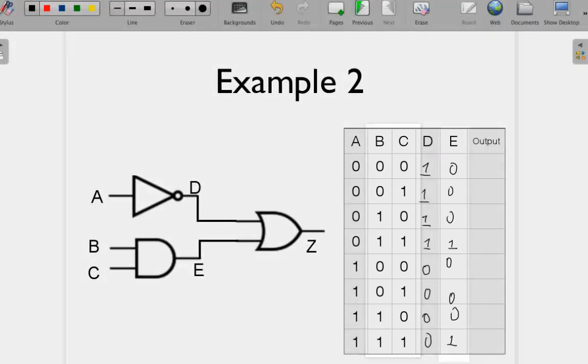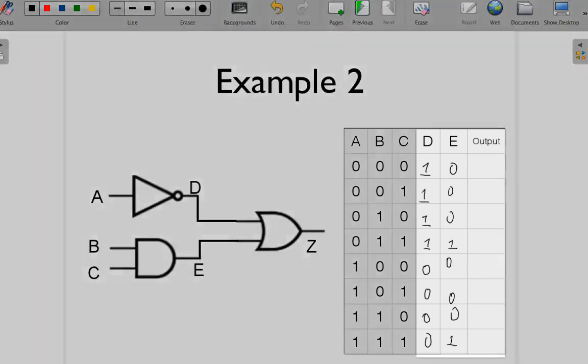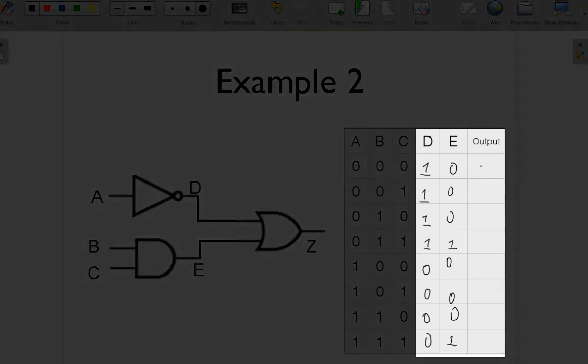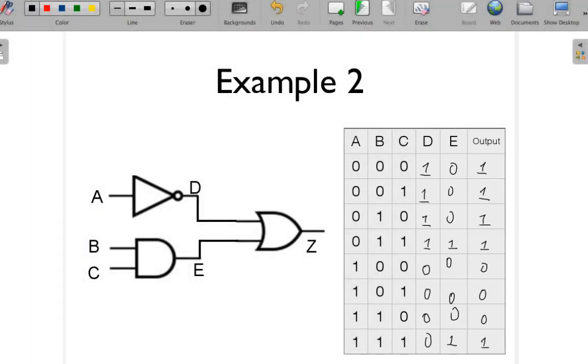Now the output is the OR of D and E, since D goes in here. So if it's OR, you would produce 1 if either D or E is 1. So we produce 1 here, 1 here. This would produce 0, 0, 0. And that is how you would complete this truth table.